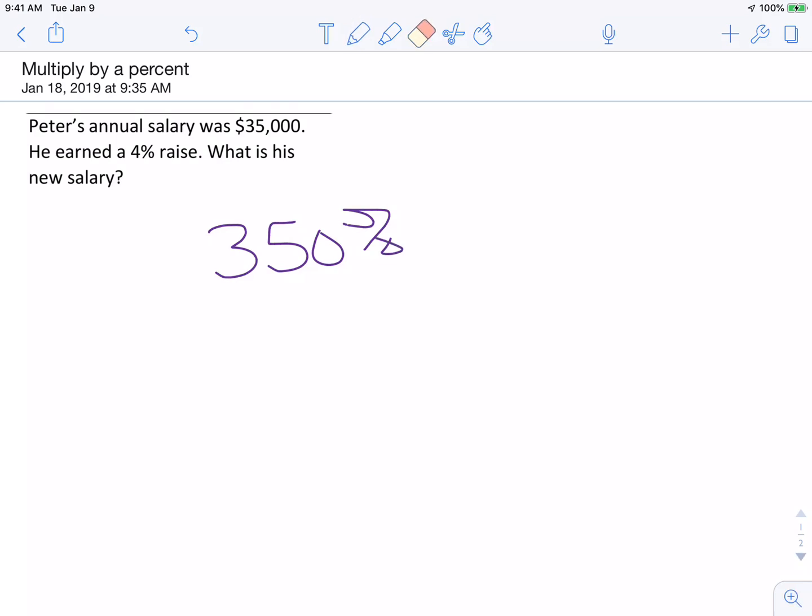I can erase the percent and put my decimal there instead. Now, to get rid of a percent, you have to take that decimal and move it 2 places to the left. Okay, so 350% would actually be 3 and 5/10 or 3 and 50 hundredths. Okay, 3 and 5/10.